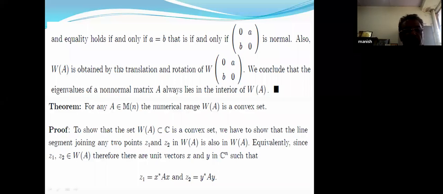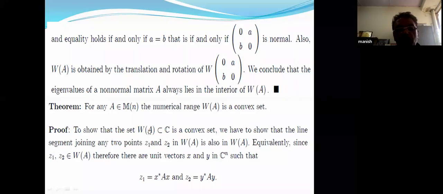So here we have shown that the numerical range of 2 by 2 matrices is completely known. And also we have shown that this numerical range is a convex set. Now using this, we prove this main result, which is called the Toeplitz-Hausdorff theorem. Toeplitz proved this in 1918 and Hausdorff in 1919. For any A belonging to B, the numerical range of A is a convex set.